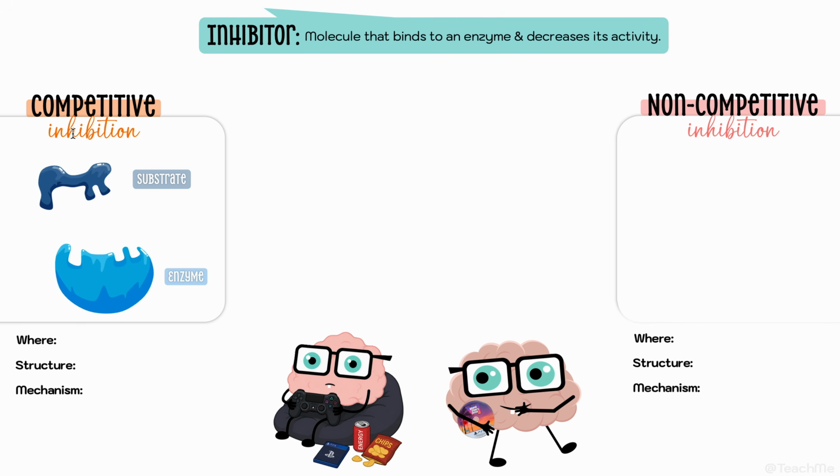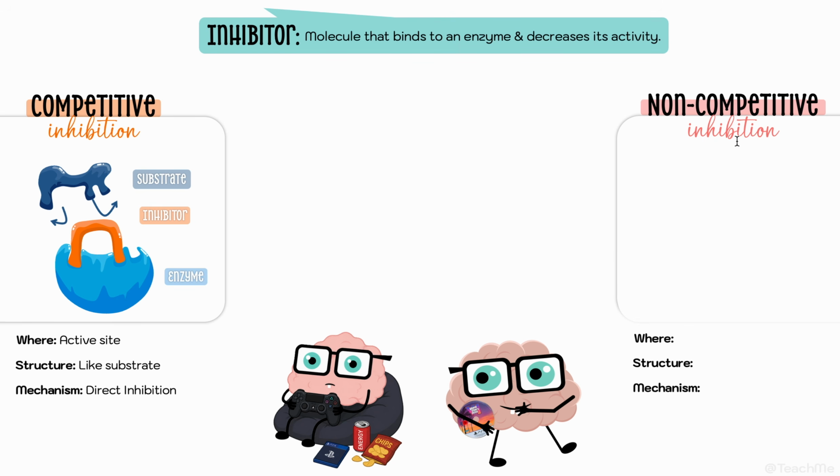Let's check it out. A competitive inhibitor works like this. It's going to have a pretty similar structure to the substrate that wants to bind to the active site of the enzyme. And it's going to compete directly, hence the name, with that active site, preventing the substrate from going ahead and actually binding to the active site. So now the reaction can't happen and the products cannot be made. It's as simple as that.